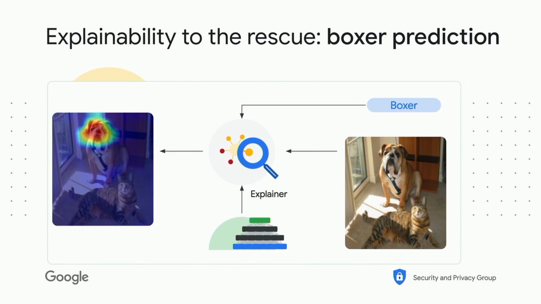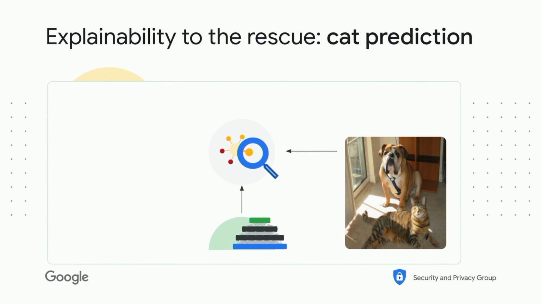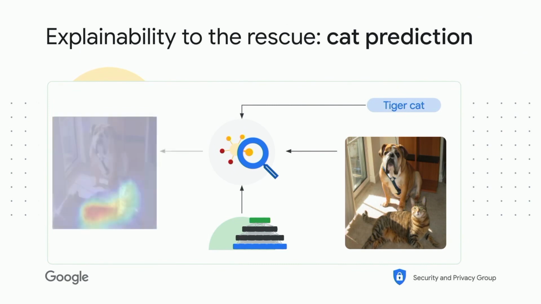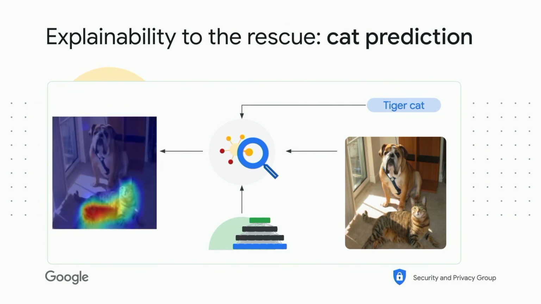So we have some confidence, at least, that the model is looking at the right part of the image to make its decision. We can confirm that by doing the same thing for the cat, right? We say, hey, explainer, take the same image, take the same model, but now tell me why you came up with the idea of a cat. And this time it's looking at the body of the cat. And because it says a tiger cat, it's looking at the stripes. So far, so good. That seems okay. So we are fairly confident that the model is actually working as intended, right?